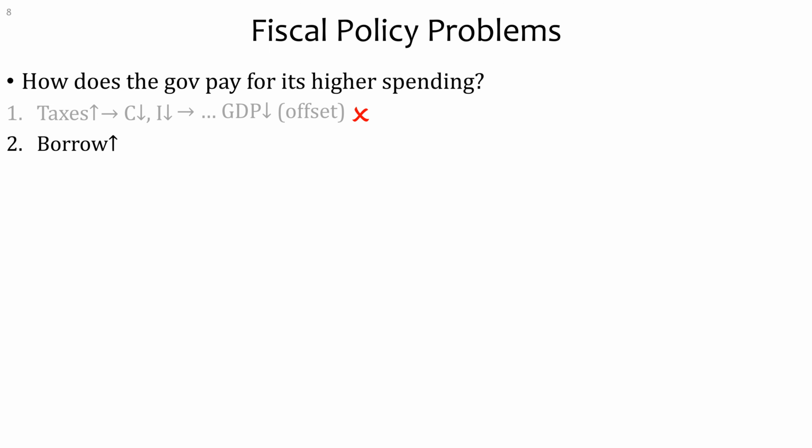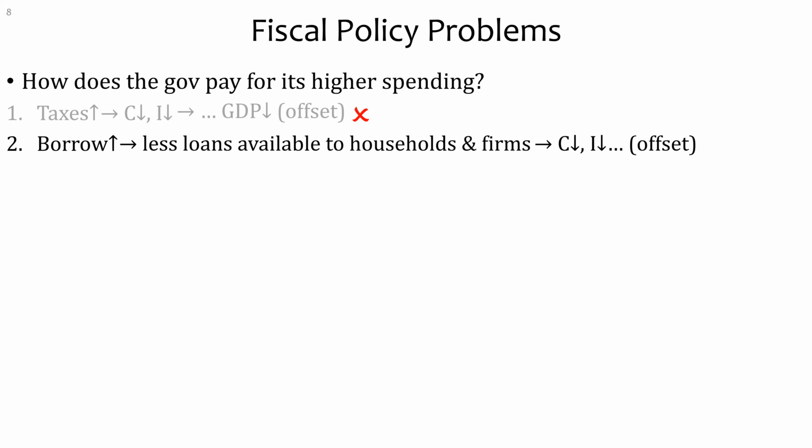Another option is borrowing. The government says, hey, I'm not going to tax you, I'm just going to borrow. That's also possible. But if the government starts borrowing, there's going to be less loans available to households and firms. There is a limited amount of loans in the economy. If the government takes it up, there will be less loans available to households and firms. So again, consumption and investment would go down and you offset the result. You should be able to write down the process, but it's just the same procedure. So none of that would work.